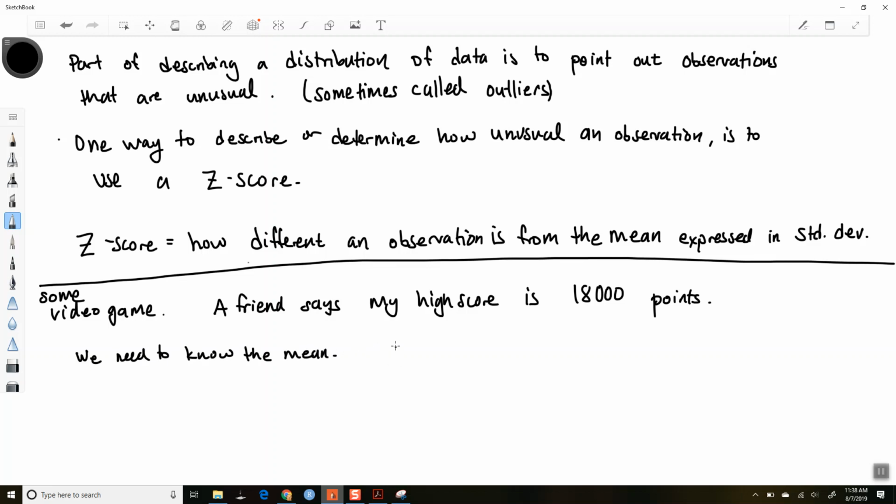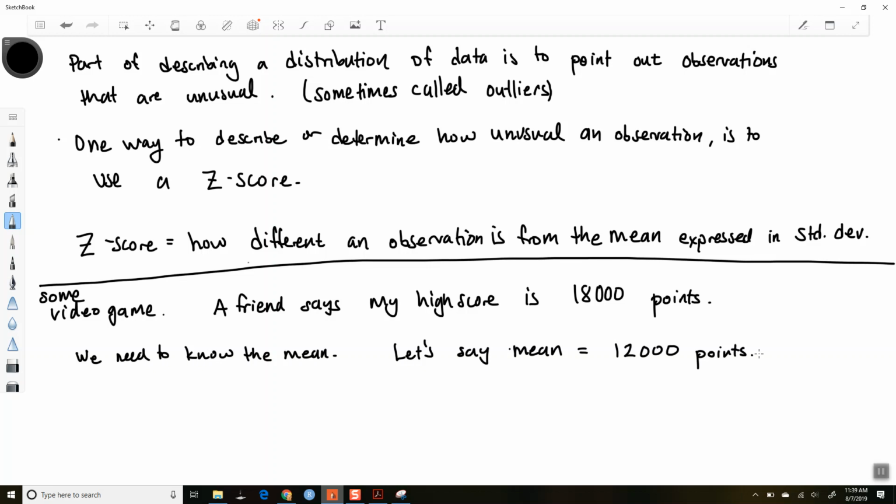Okay, so let's say the mean is equal to 12,000 points. If the mean is 12,000 points, then your friend's score is 6,000 points above average. And maybe that's impressive, or maybe it's not, okay? The other aspect we need to know is the spread, okay?